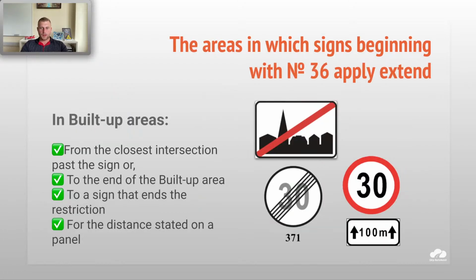So basically, we should remember the main things about when these signs are going to be over. First rule: from the closest intersection past the sign. On the first lesson we talked about that, yeah. If you have a 30 speed limit, it will be over on the crossroad. After the crossroad, you can go 50 again in the build-up area.